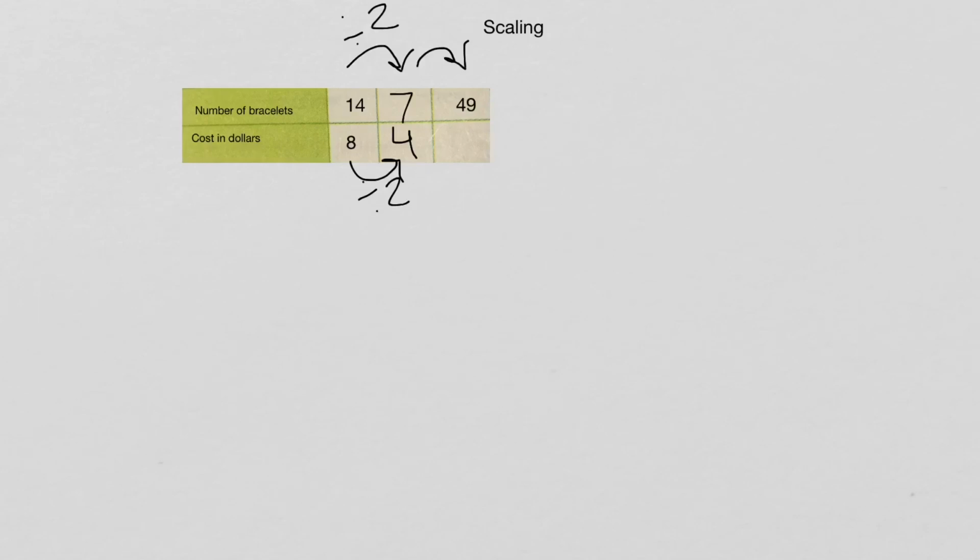Now I must determine the relationship from 7 to 49. 7 times 7 equals 49, so I must do the same to my denominator. 4 times 7 is 28, so 49/28 is equal to 7/4.